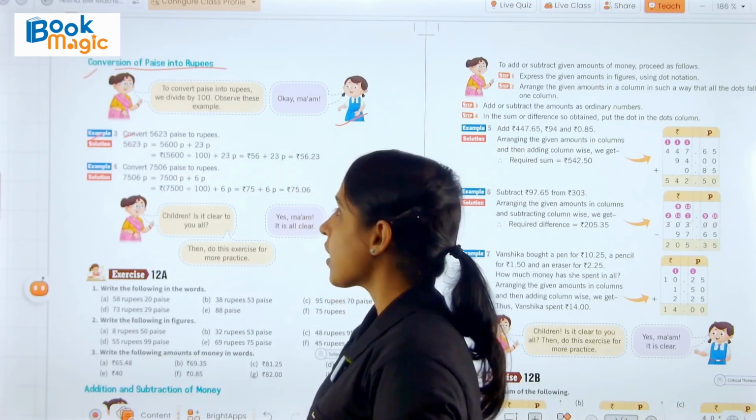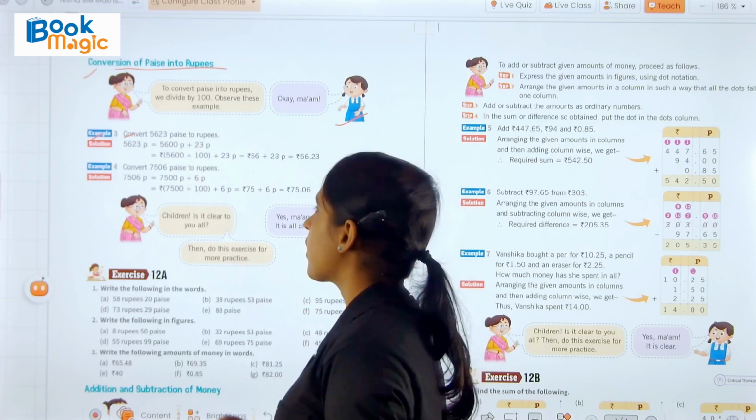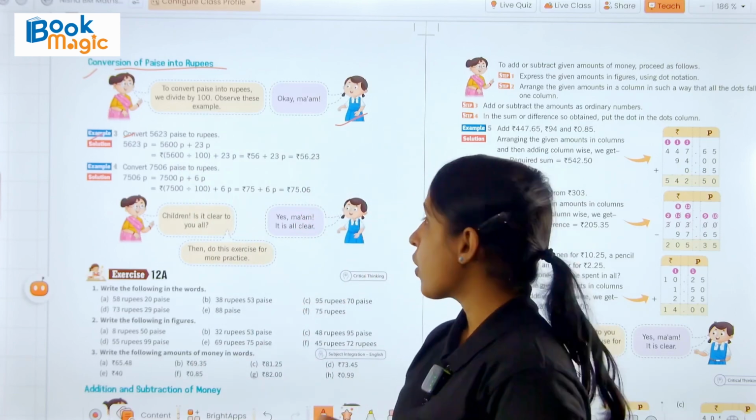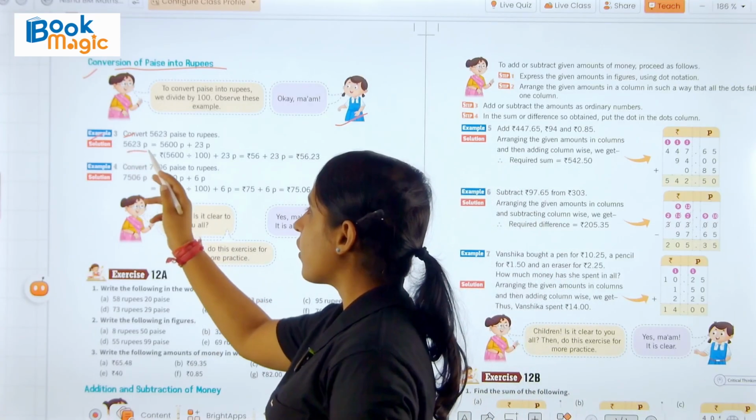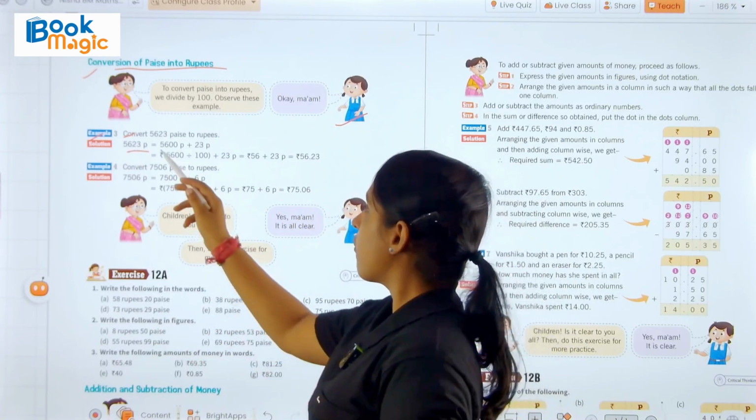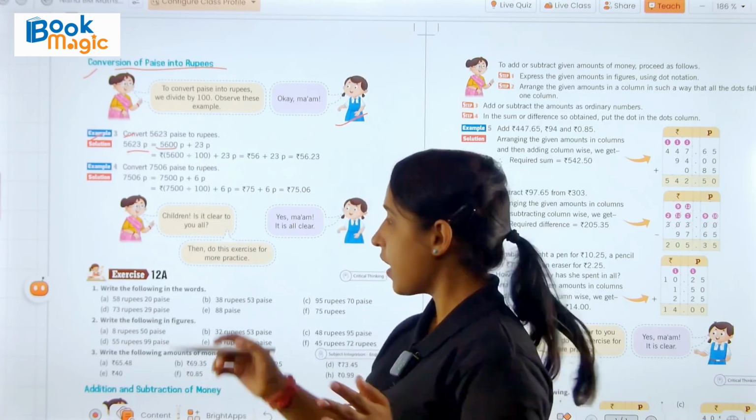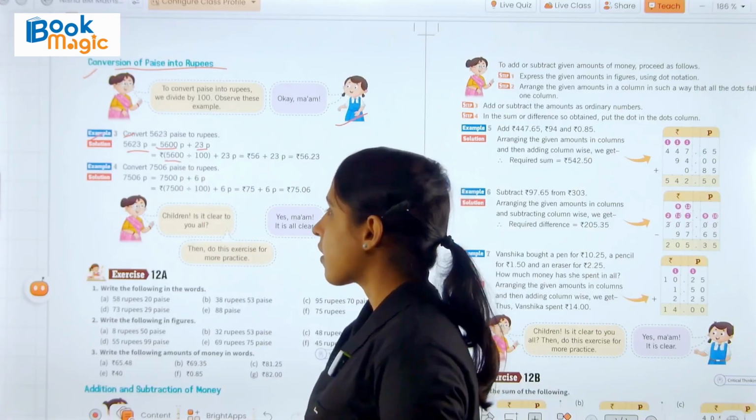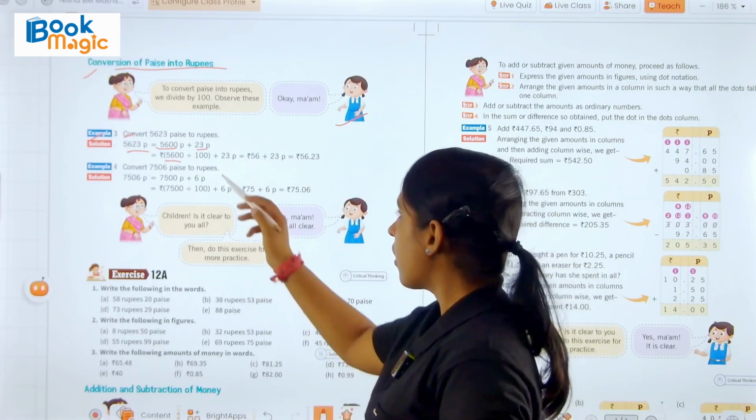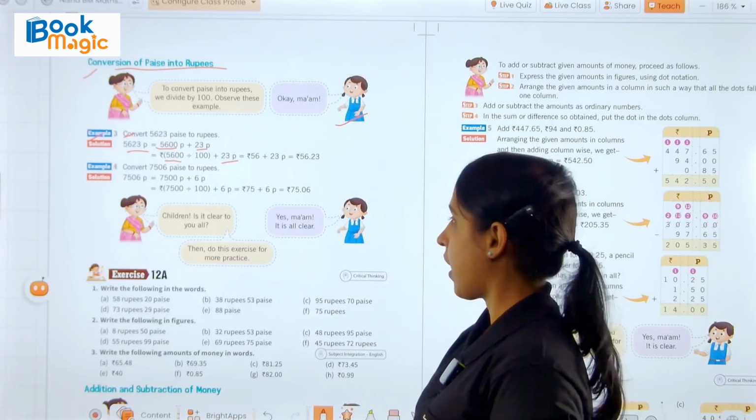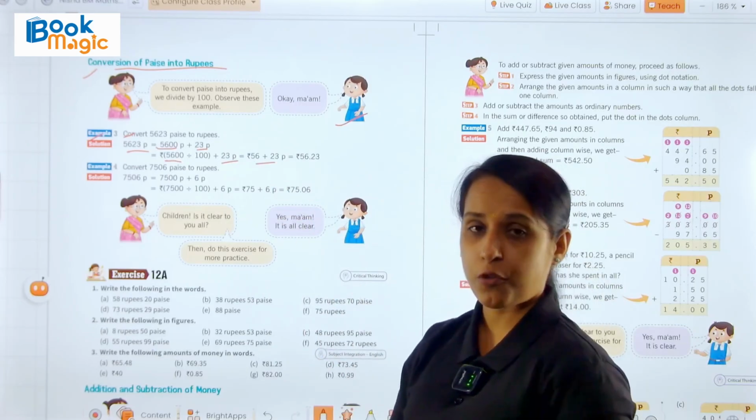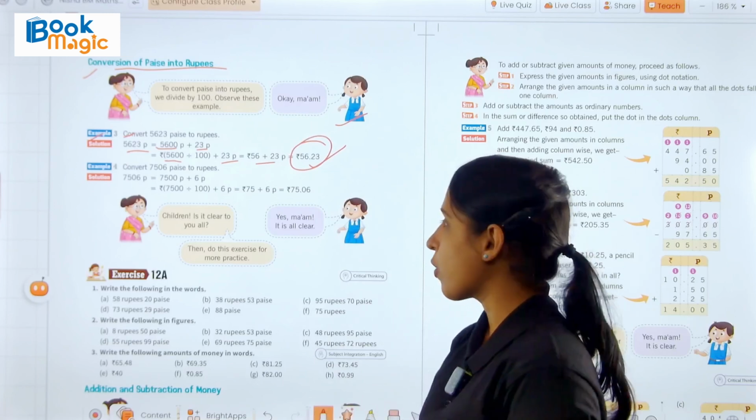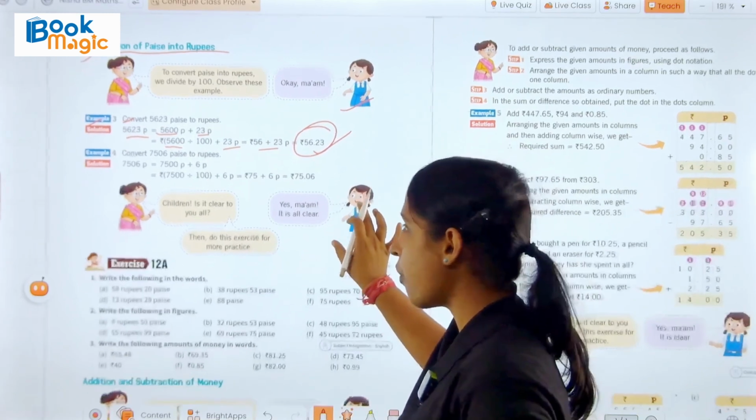Example number 3 is convert 5623 paise to rupees. Now we are given paise and we have to convert it into what? Rupees. So 5623 paise will become 5600 paise plus 23 paise and we will divide 5600 by 100 and add 23 paise. After that we get 56 rupees and 23 paise. So we will write it as 56.23 rupees.